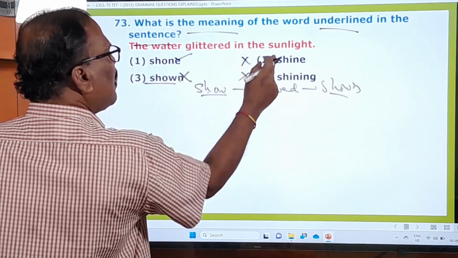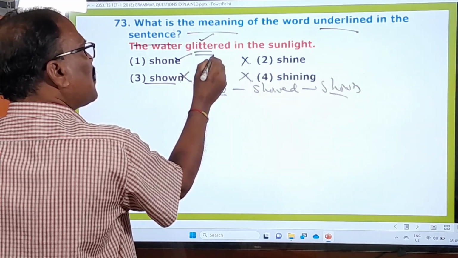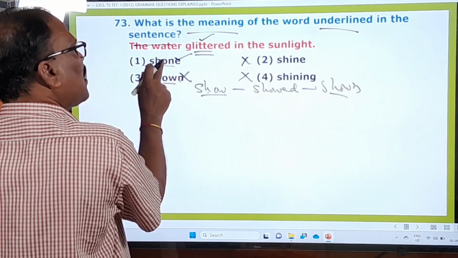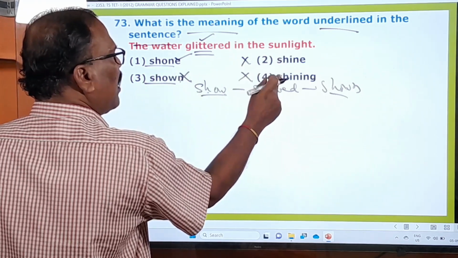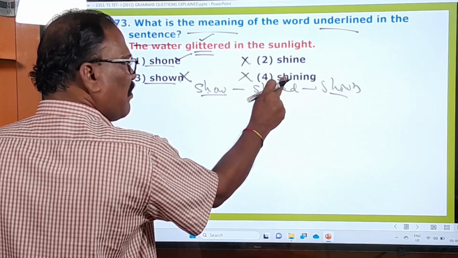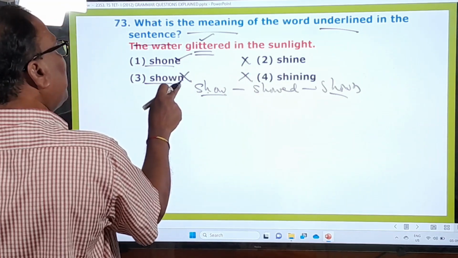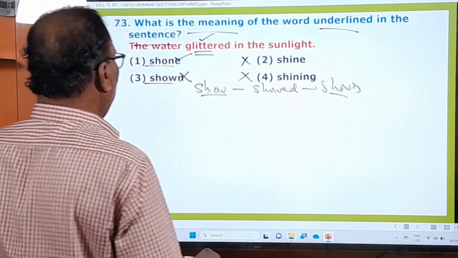And shine, shining, shone. So here it is given in the past tense form, and that's why we choose only the past tense form. Glittered means shone. Not even shine or shining, because this is a base form verb, this is a present participle form of the verb, and this is a different verb, and that's why these three are wrong. Only this one is the right one. And now let's go to the next question.